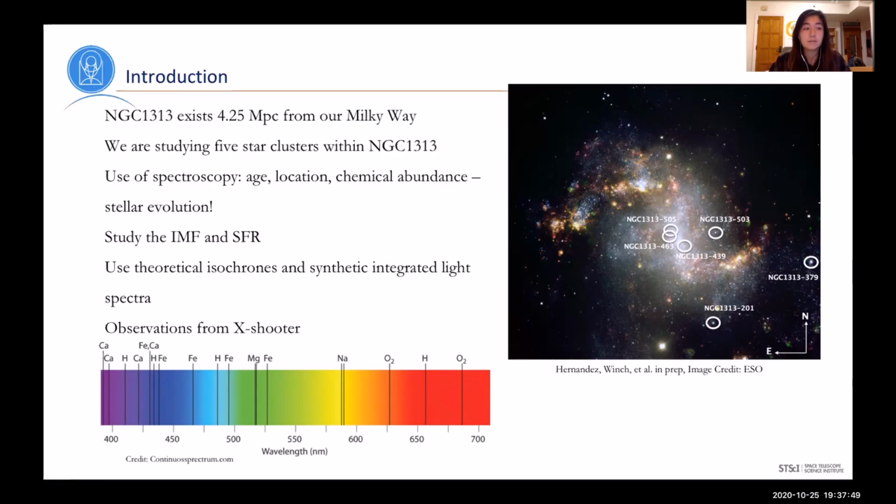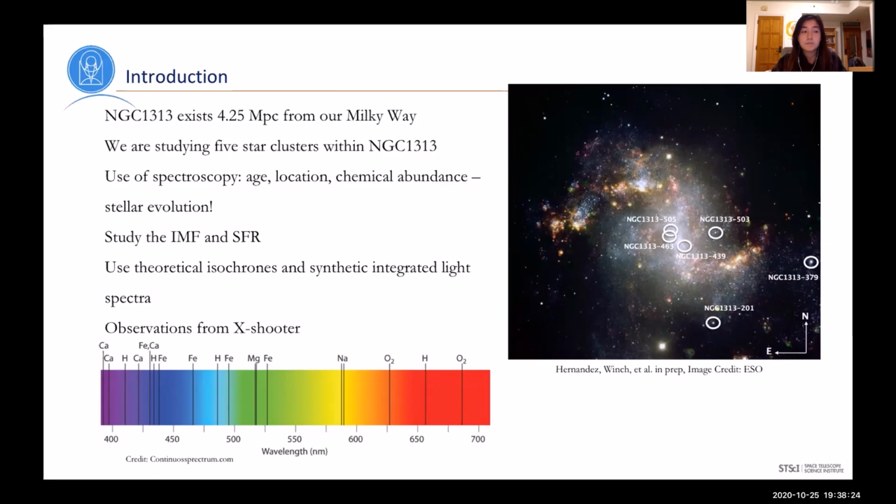We were able to study 5 star clusters within NGC 1313: 201, 439, 463, 503, and 505. We had to study clusters actually because individual stars would be much too faint at this high of a distance. So we then used theoretical isochrones as well as synthetic integrated light spectra for our studies. We then compared our models with observational data taken from the X-shooter spectrograph at the Very Large Telescope in Chile.